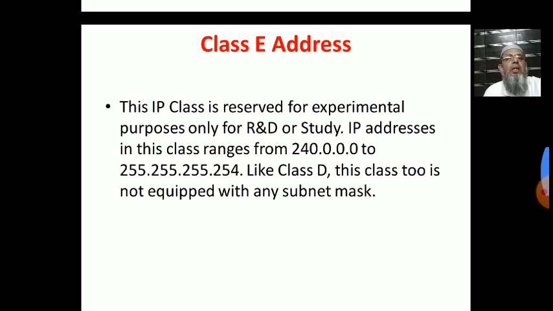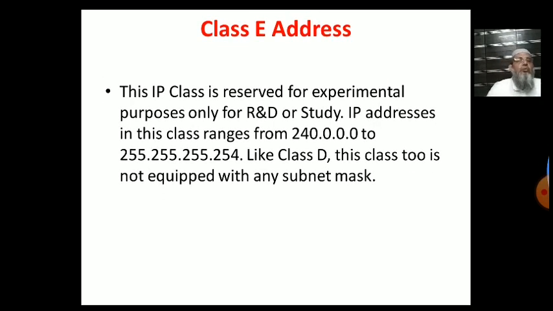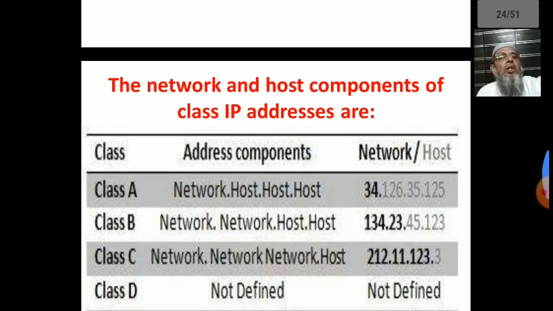Class E address is used for research and development purposes, study purposes in laboratories and various educational institutions where research and development work is carried out. It ranges from 240.0.0.0 to 255.255.255.254, and again it has no subnet mask, class E.